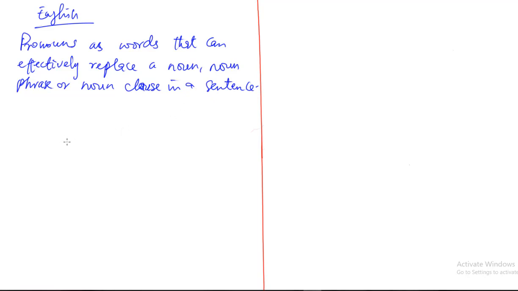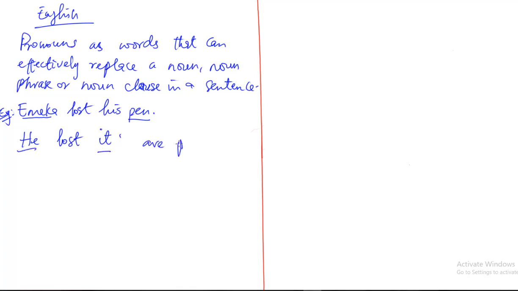We took an example and said, "Emeka lost his pen." We can replace both Emeka and pen with pronouns in the sentence and rewrite it as "he lost it." He and it are pronouns.